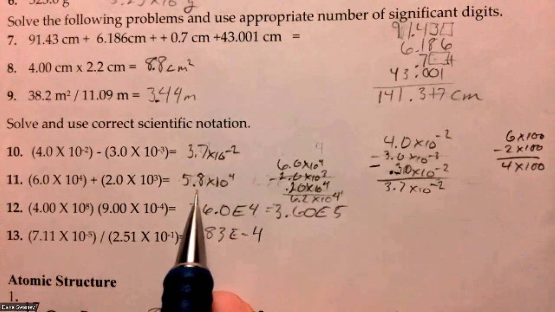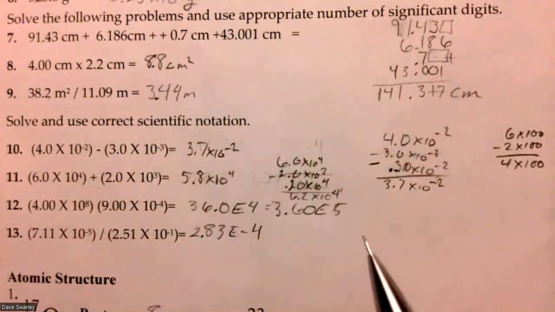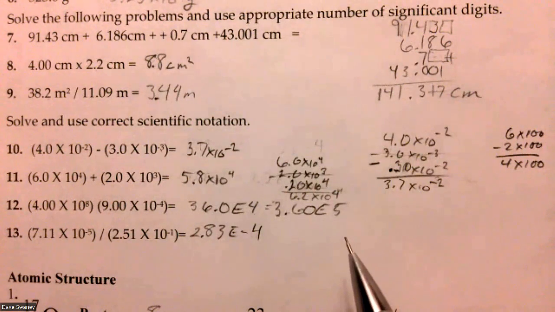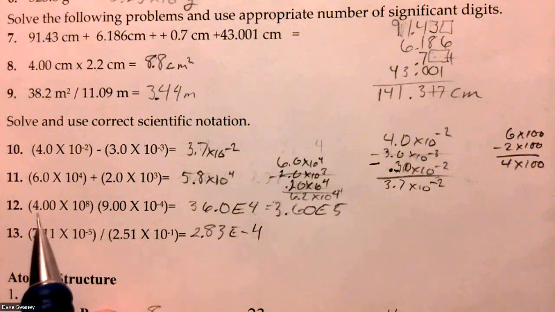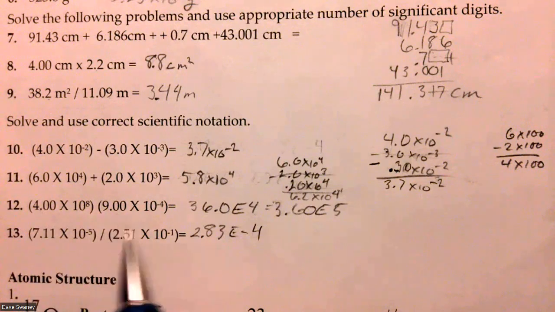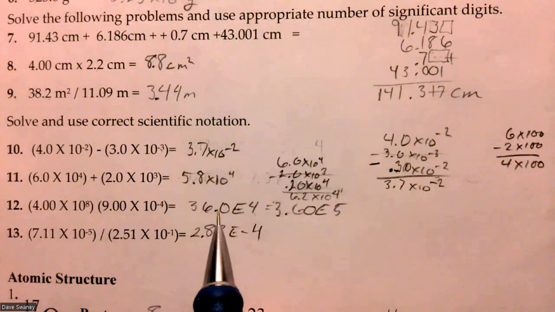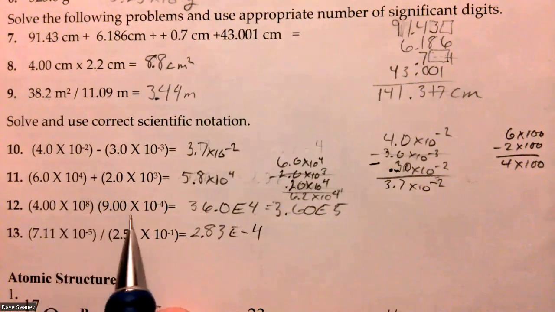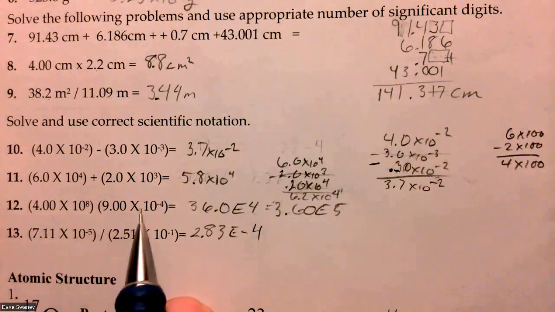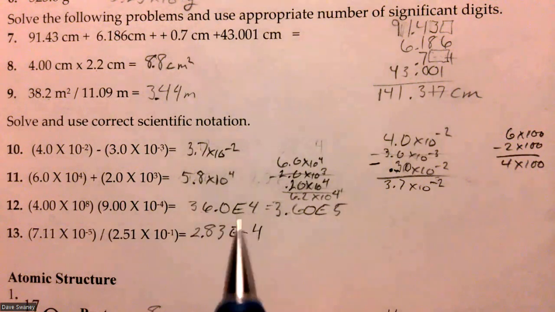For the multiplication, we're going to count the significant figures, which is 3 and 3. So we get 3 in our answer. 4 times 9 is 36. But remember, we get 3 sig figs. And the exponents on a multiplying problem of scientific notation add up. So we get 8 plus negative 4, which is positive 4.